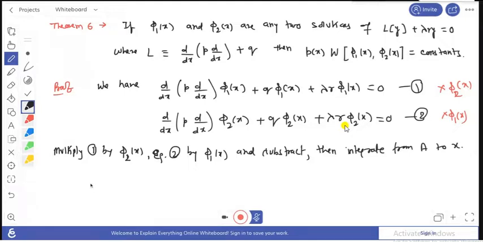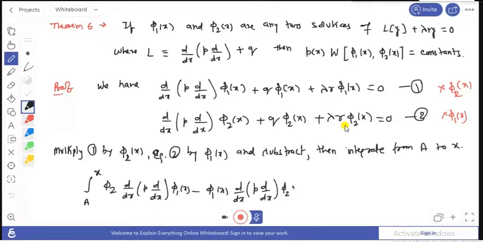So if we integrate from a to a general x, then multiplying phi2 by the first and phi1 by the second, this can be written in this form: phi2 multiplied by d over dx of p d over dx of phi1(x), minus phi1(x) times d over dx of p d by dx of phi2(x), integrated with respect to the variable. Sorry, this is a function of x because the limit x is given, so you have to change the integration variable to s, and write ds here.